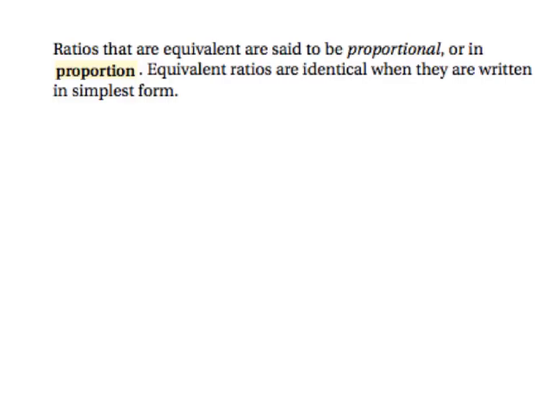Now, ratios that are equivalent are said to be proportional or in proportion. I want you guys to write this down. Ratios that are equivalent are said to be proportional or in proportion. Equivalent ratios are identical when they are written in simplest form. So let's say you have two ratios. If those two ratios are equivalent, then they're proportional. Okay, and we'll see a couple examples.